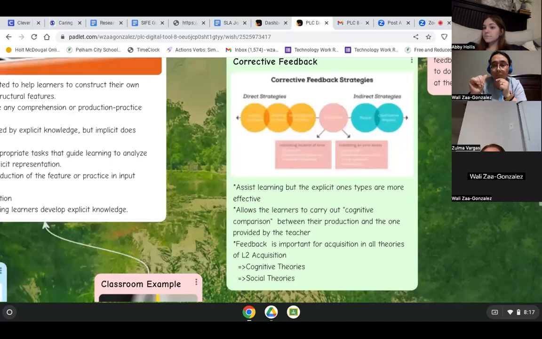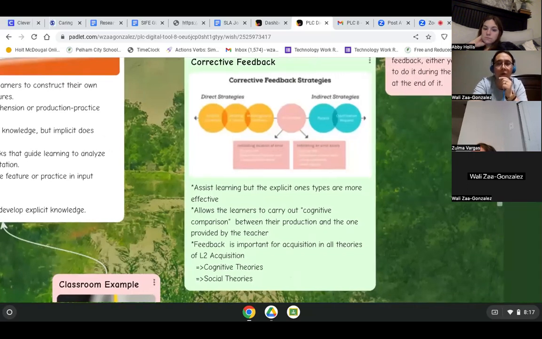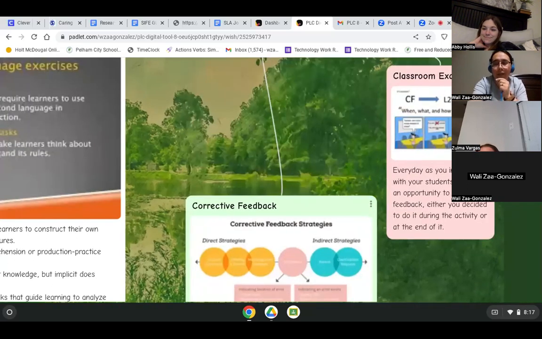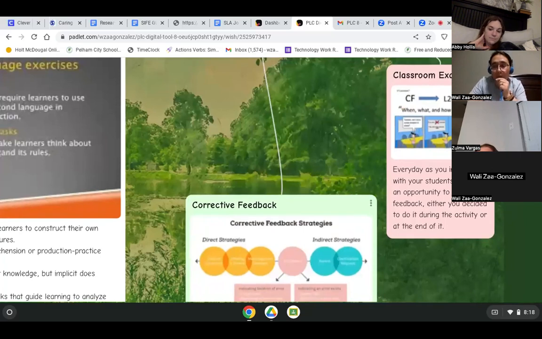They allow the learners to carry out the comparison between the production that they do and what the teacher wants. And this is the most important: corrective feedback is the most important one for the acquisition of L2. And there are different theories that back this up, like the cognitive and the social, because both of them take into consideration that corrective feedback is the most important one. And the last but not least, my classroom example, I think we all do corrective feedback in some form every day in the classroom.